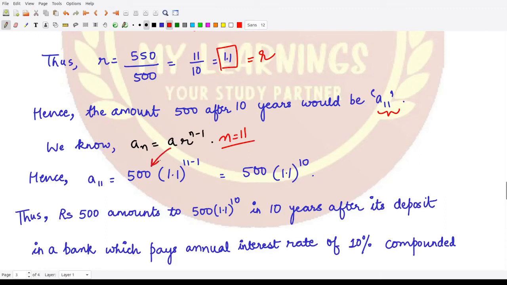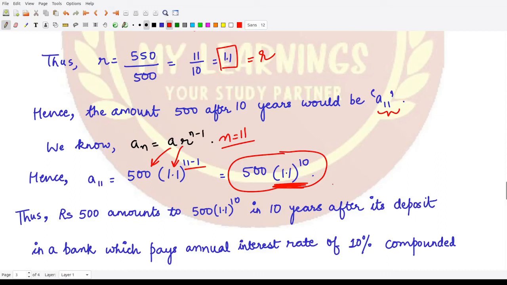So the value of A is 500. We know the value of R, we have just computed this to be 1.1, and the value of N is 11, so it is 11 minus 1. So the value comes out to be this much. There is no need to compute this manually, 1.1 raised to power 10. You can leave your calculations up to this point.